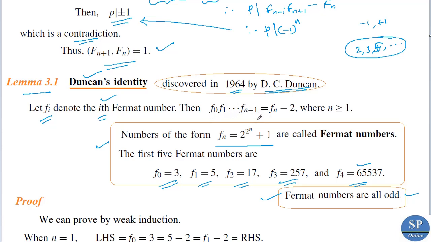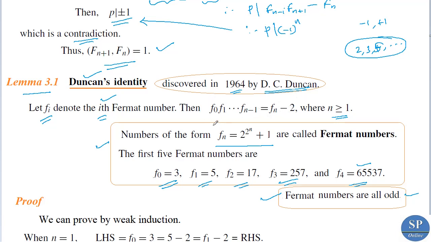f0 f1 ... f(n-1) = f(n) - 2, where n is greater than or equal to 1. That is, the product f0 into f1 into etc. up to f(n-1) is equal to f(n) - 2. This is Duncan's identity.